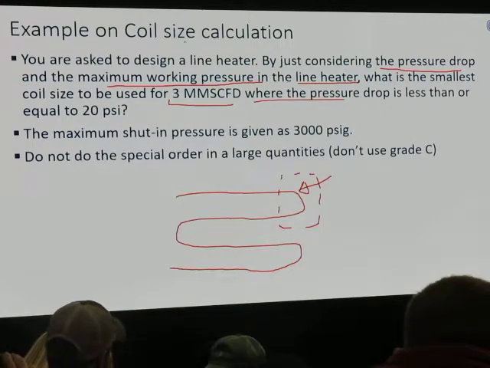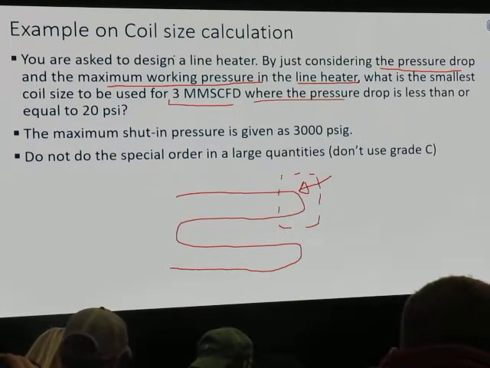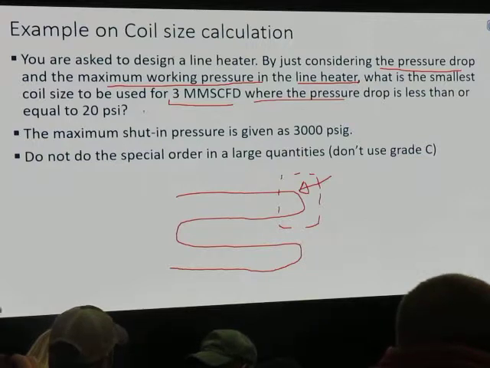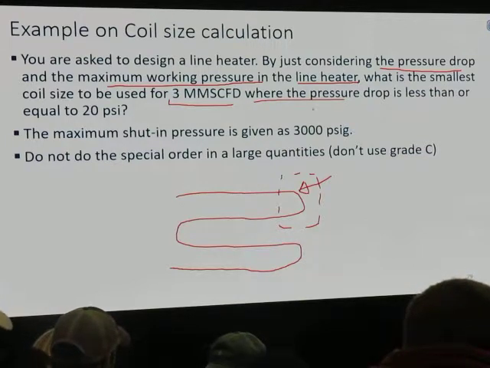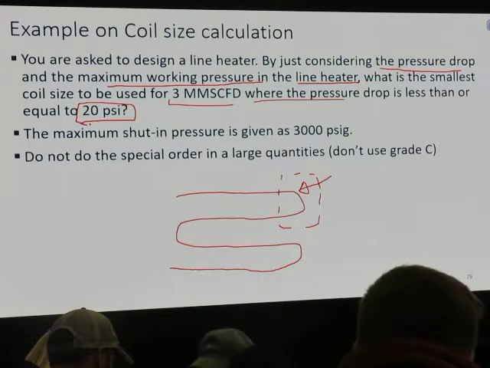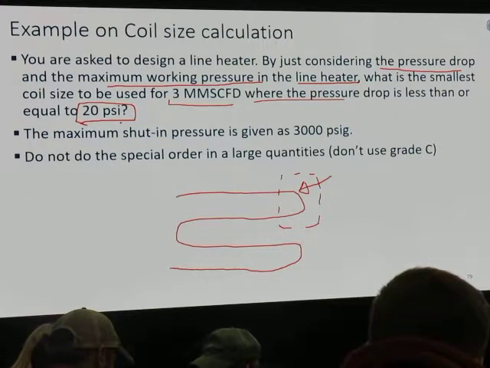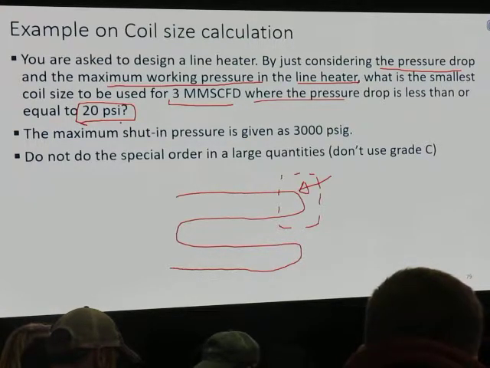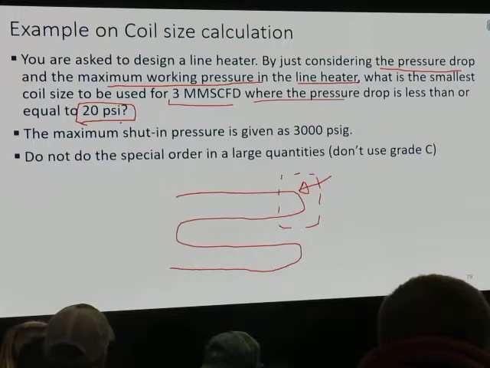So, this question just considers the pressure drop. We want the pressure drop to be equal to or less than 20 psi. That is a rule of thumb. We don't want the pressure drop to be more than that. If we use big pipe, less pressure drop, right? Small pipe, more pressure drop to move the same amount of gas.